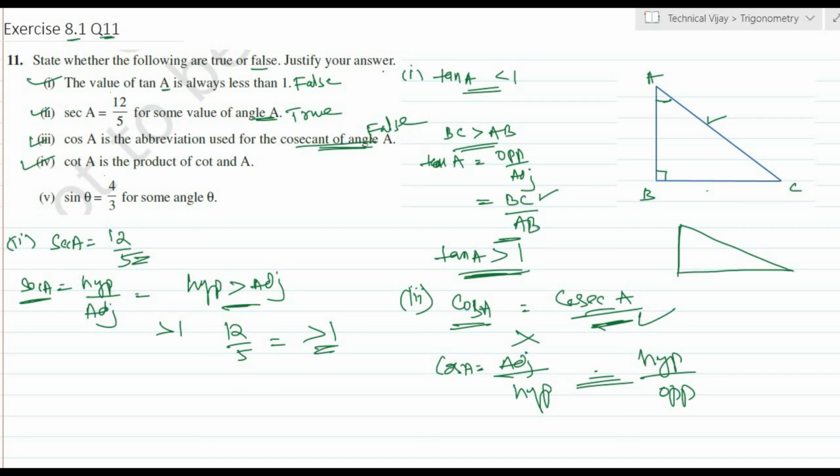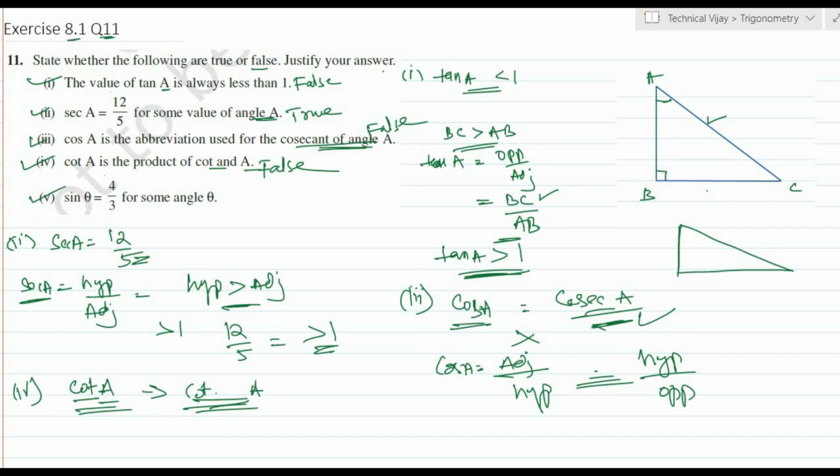So now the fourth one: cot A is the product of cot and A. But here cot and A cannot be separated. They are inseparable. Hence this cannot be used as cot and A. So cot A is nothing but cot A itself. So this is false.